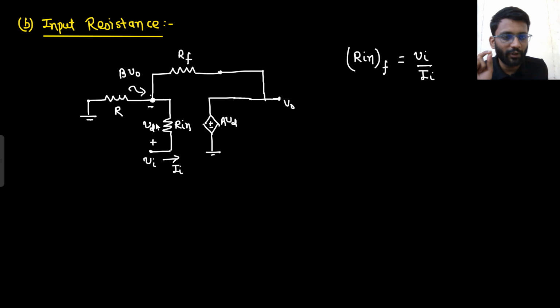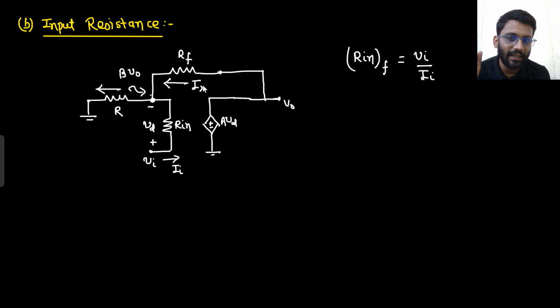I know this will not be completely beta V naught. Why not? Because Rin will also drive some current, but that is the assumption we are taking, because Rin is very large and R is very small compared to Rin. So we are considering all the current will be flowing through R only. Whatever current is coming here, very little will go this way, and all the current will be coming here only.